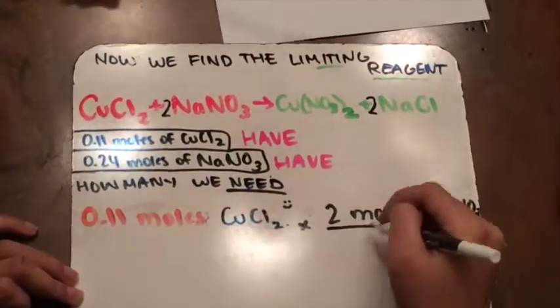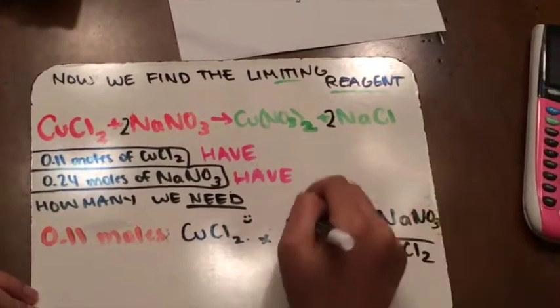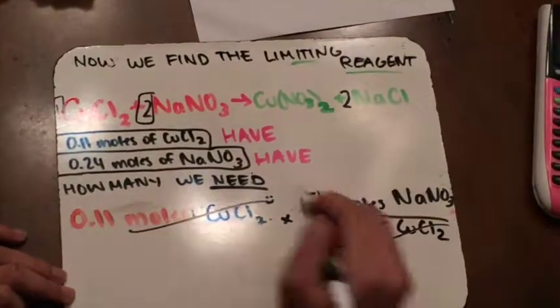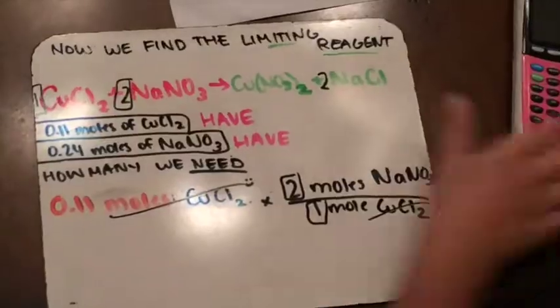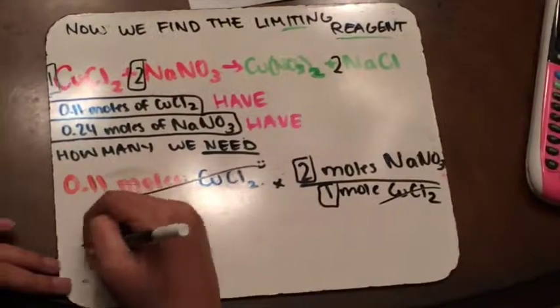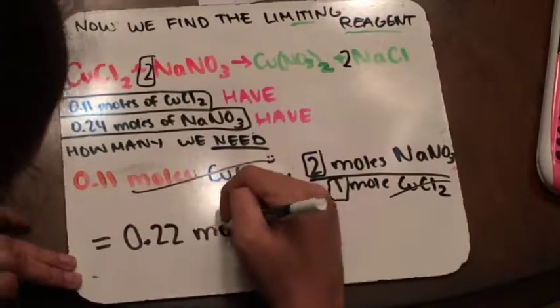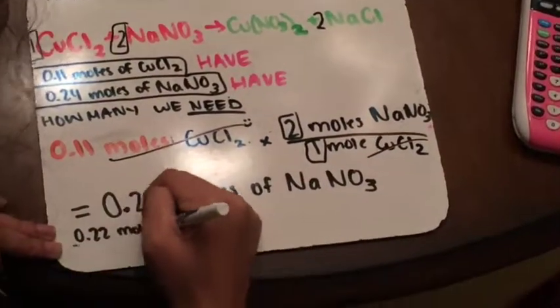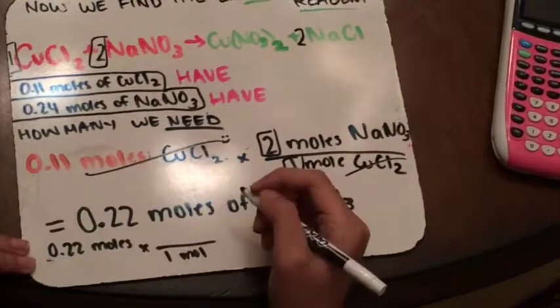And I'm using the ratio from the original equation, so you can see that there's 2 on the left side of the arrow sign. There's 2 sodium nitrates for every 1 copper chloride, and I'm putting the copper chloride at the bottom so it can cancel out. So you always use a ratio of the coefficients from the equation, and I got 0.22 moles of sodium nitrate. So it's basically multiplying by 2 dividing by 1, 0.11.